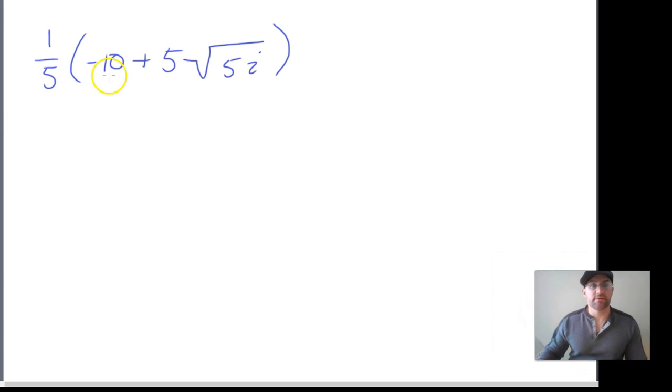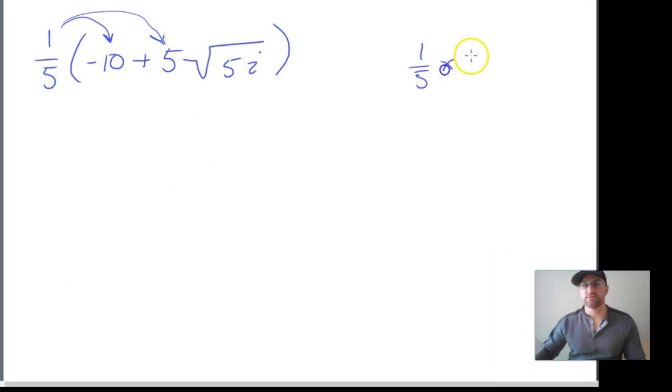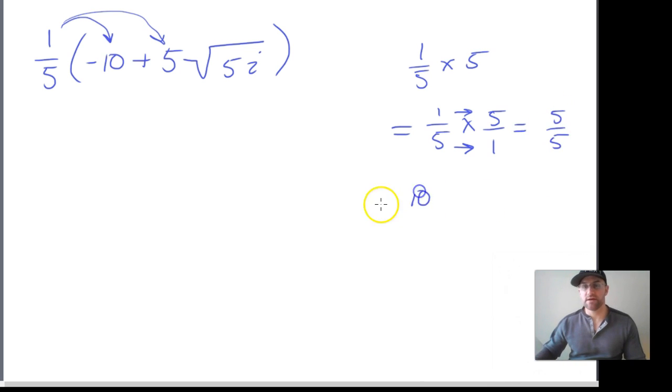All right, so I rewrote it up here at the top: 1/5 (negative 10 plus 5 times square root of 5i). So what's our next step? Apply the 1/5, multiply that by 5. 1/5 times 5 is equal to 1/5 times 5 over 1. We just multiply straight across, numerator times numerator, denominator times denominator, and we end up with 5 over 5. If we have 5 out of 5, we have 100%, which is 1 whole. So this becomes 1.